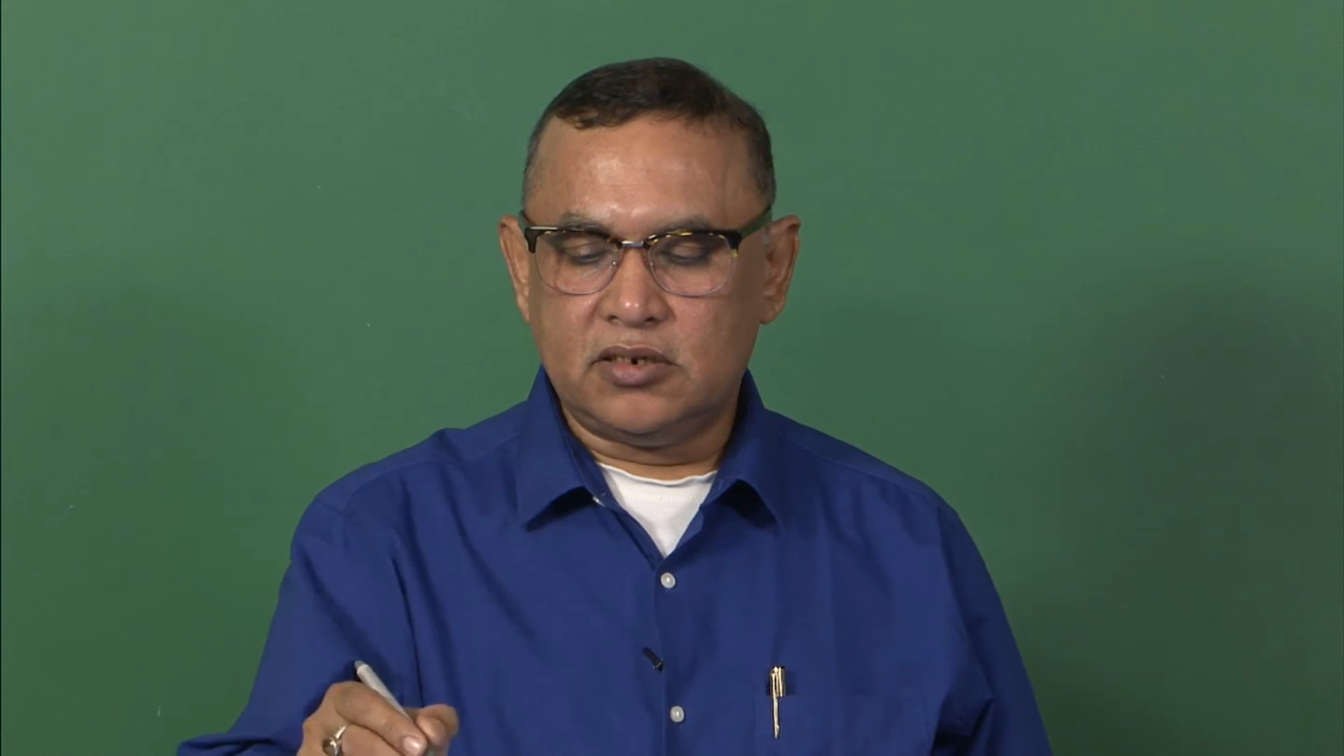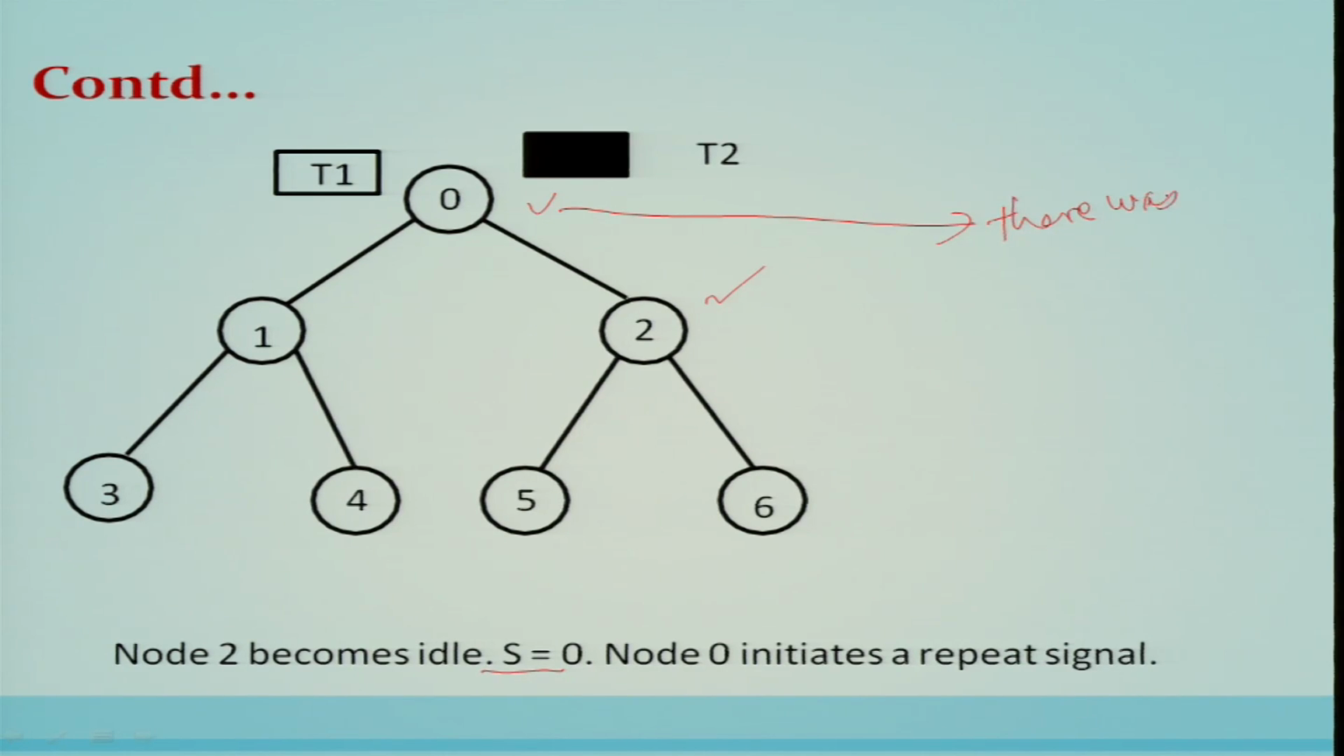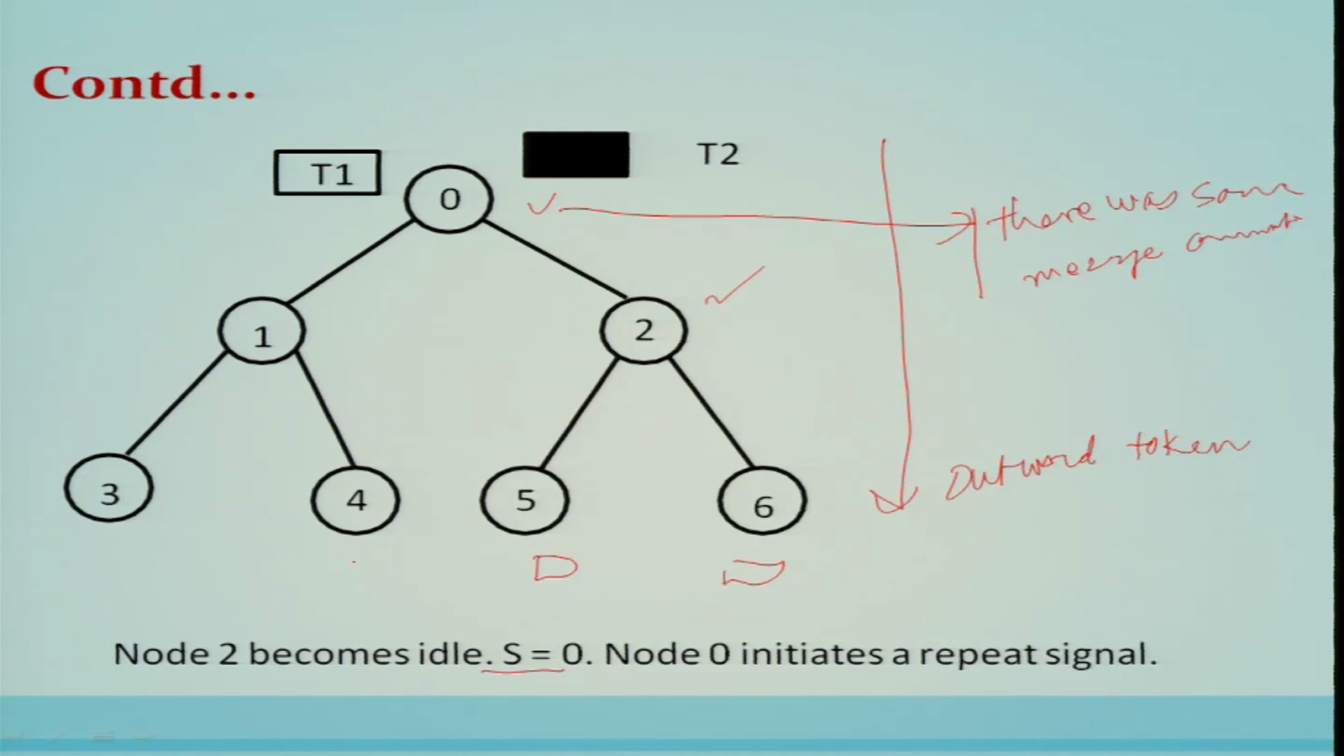Node 0, by receiving the black token, will understand that there is some message communication, hence the distributed computation is not terminated. So by taking this black token, node 0, the root, will again send the outward token, and this outward token will propagate down to the leaves and restart the entire process again.